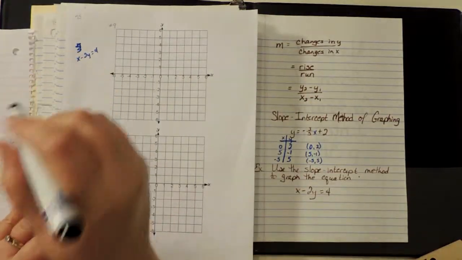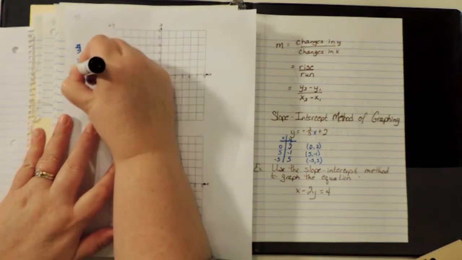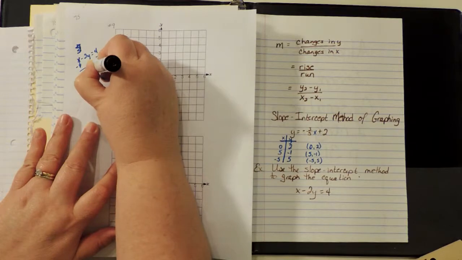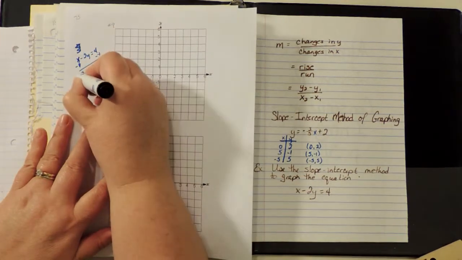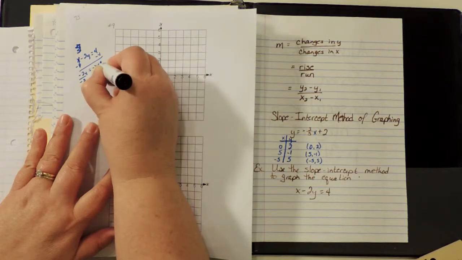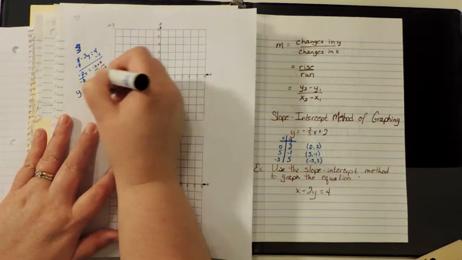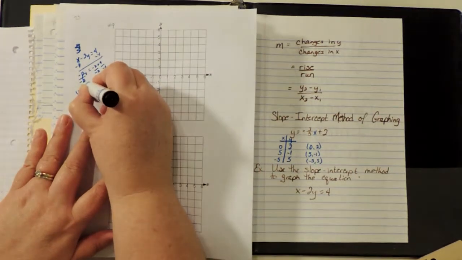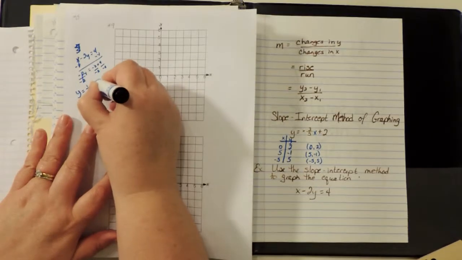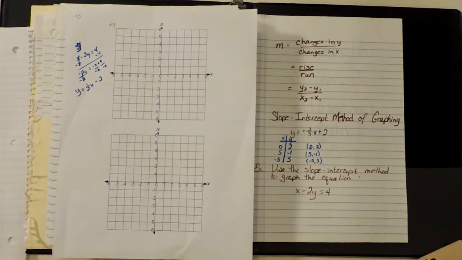Okay, so first we're going to get the y by itself. Let's subtract an x from both sides. We have negative 2y equals negative x plus 4. Now we're going to divide both sides by negative 2, all the terms. And we have y equals 1/2 x minus 2. Okay? So this is the equation we're going to use.